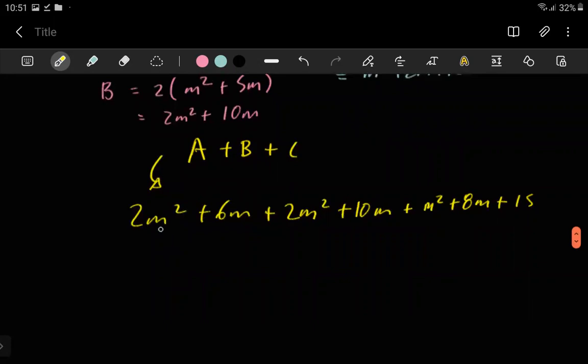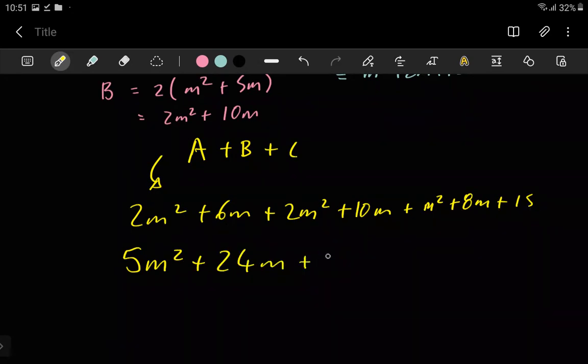Meaning here, you see there are like terms. 2 plus 2, that's a 4. Plus 1, that's a 5. And then 6 plus 10, 16. Plus the 8, 24. And then there's the last one.